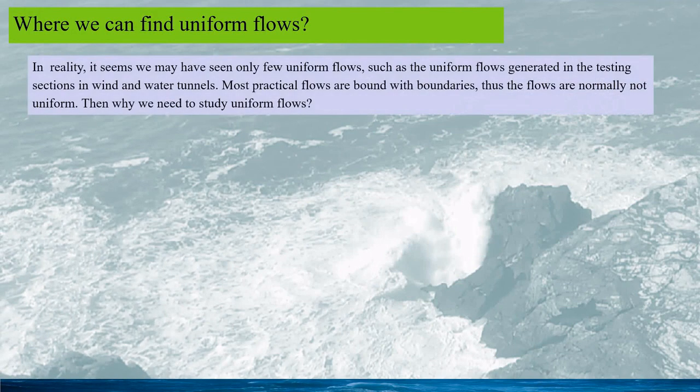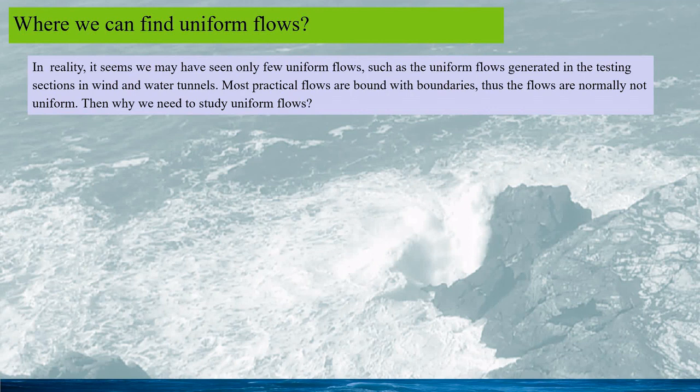In reality, we also need to answer the question of where we can find uniform flows. In fact, we may hardly see natural uniform flows. One such example is the uniform flow generated in the test section in wind or water tunnels. Most practical flows are bound by boundaries. Therefore, natural flows are normally not uniform.